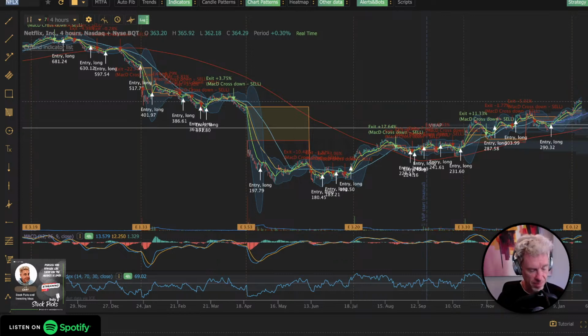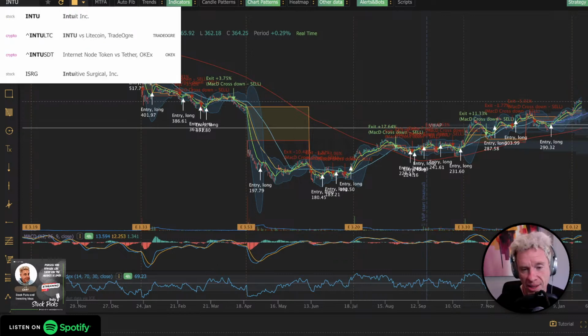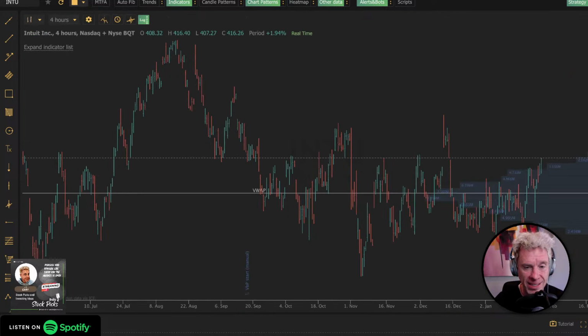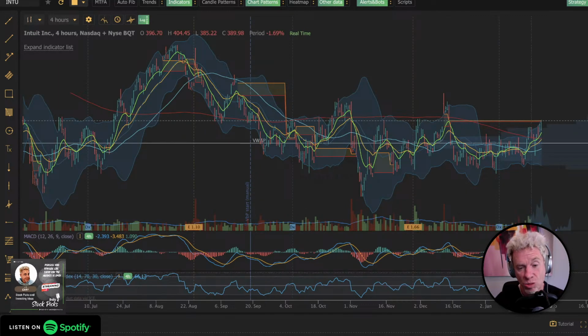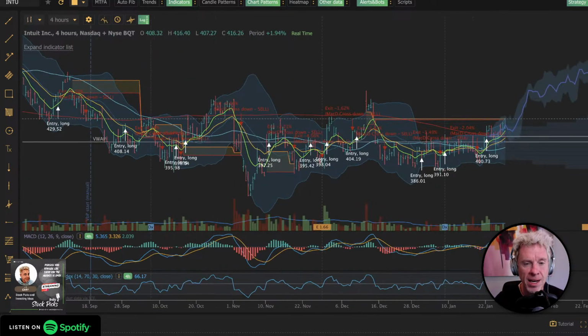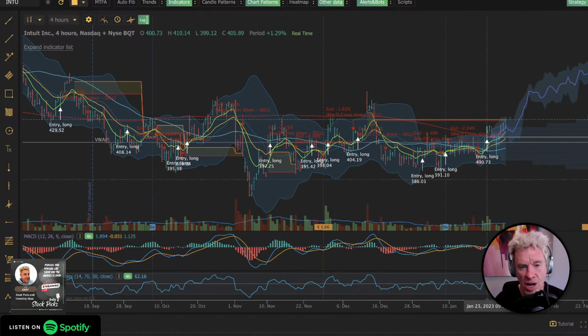Intuit, INTU. This is the TurboTax and Mint.com. I personally use Mint.com. I love Mint.com. It had a cross up here on January 23rd at $400.73. You're at $416 right now. 1.6% gain, somewhere around there. Pretty good gain. So those are Monday.